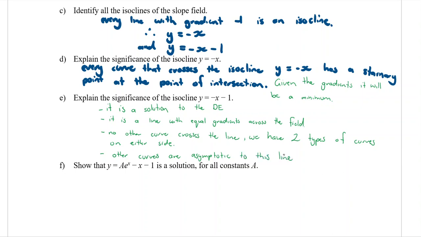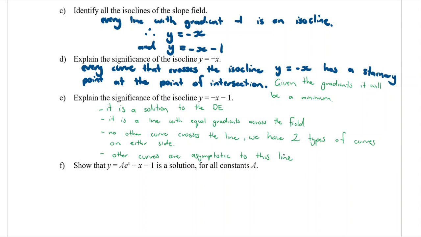All right, so that's a whole bunch of stuff. That isocline is a solution to the differential equation. It is a line that has equal gradients the whole way across the field, so everything was -1 the whole way across. No other curve crosses that line, and we have 2 types of curves, one on either side of that line. Other curves are asymptotic to it, so it's behaving like an asymptote, but it is actually still a solution.